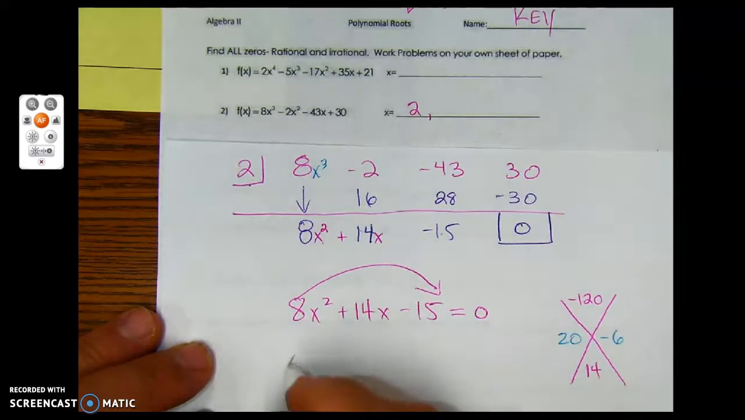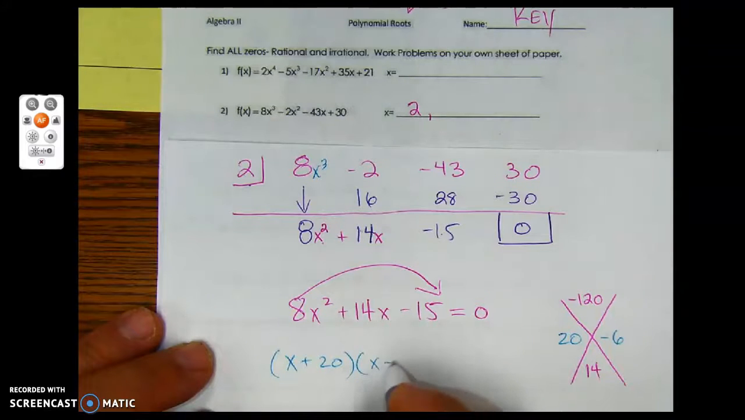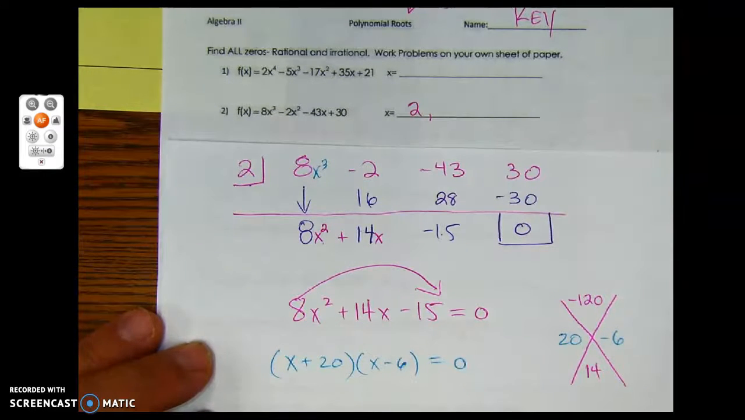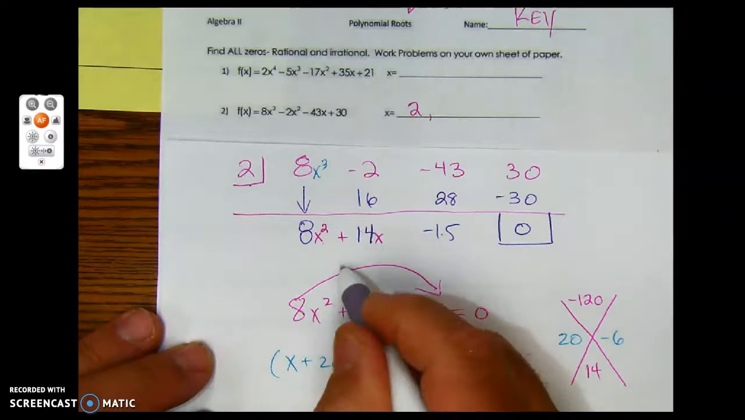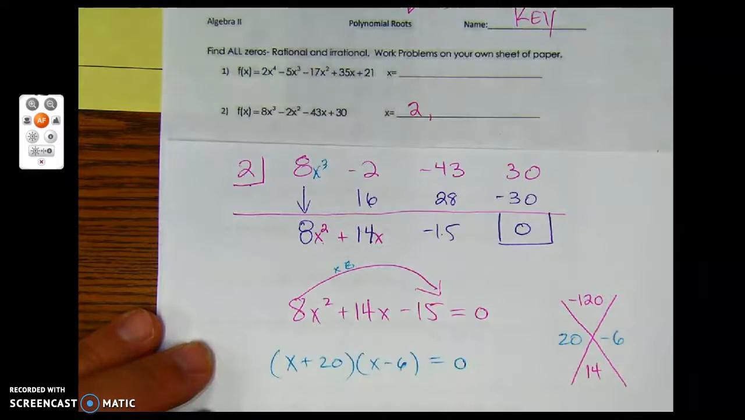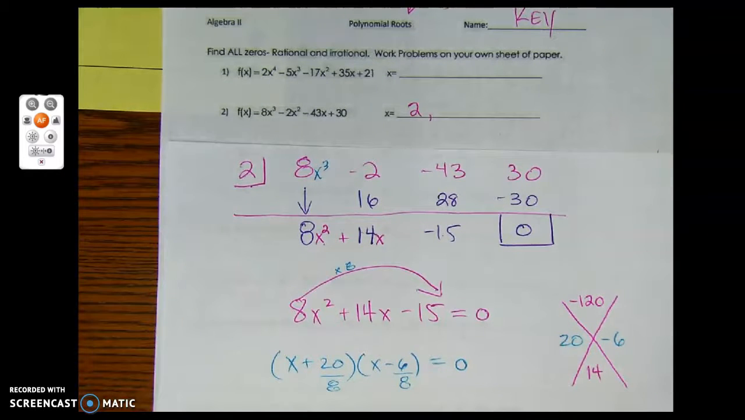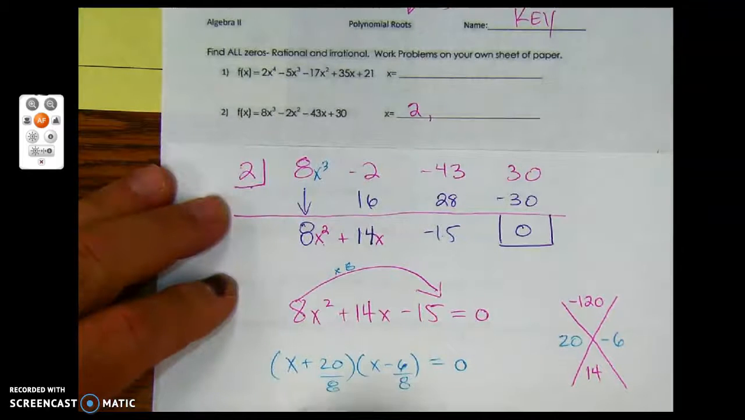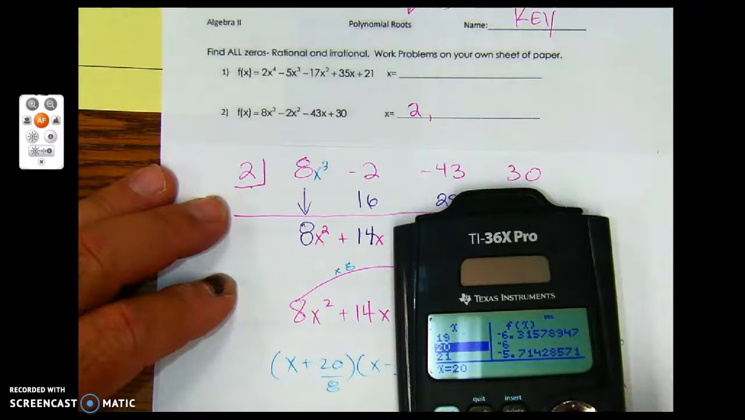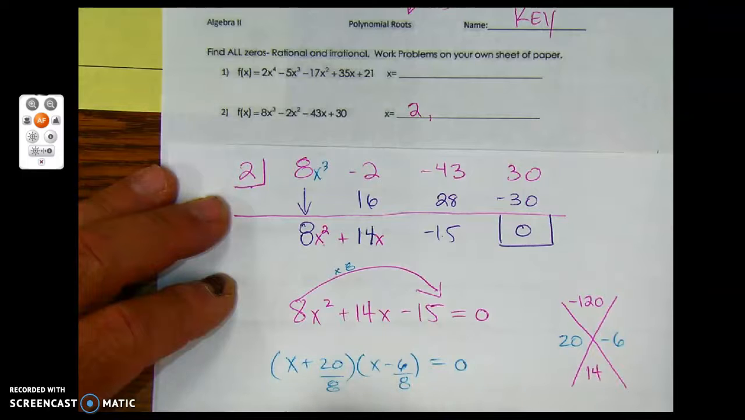Okay? So x plus 20 times x minus 6 equals 0. Remember, I'm not done. I multiplied by 8 in this step right here, so I've got to divide by 8. Divide by 8. Now, guys, there's a shortcut here we talked about before. If you just simplify this fraction, 20 over 8, let's see, 20 over 8 equals 5 over 2, so x plus 5 over 2.